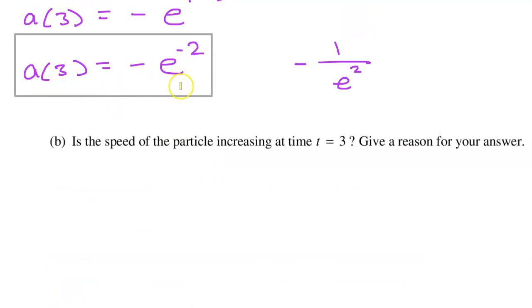E is a constant, a positive number, and having the -2 power just means 1 over e squared. And so this part is a positive number. Having the minus sign in front guarantees that the overall acceleration is a negative value. So the acceleration is negative. Let's find the velocity at time t equals 3 and see if it's also negative or if it's positive.